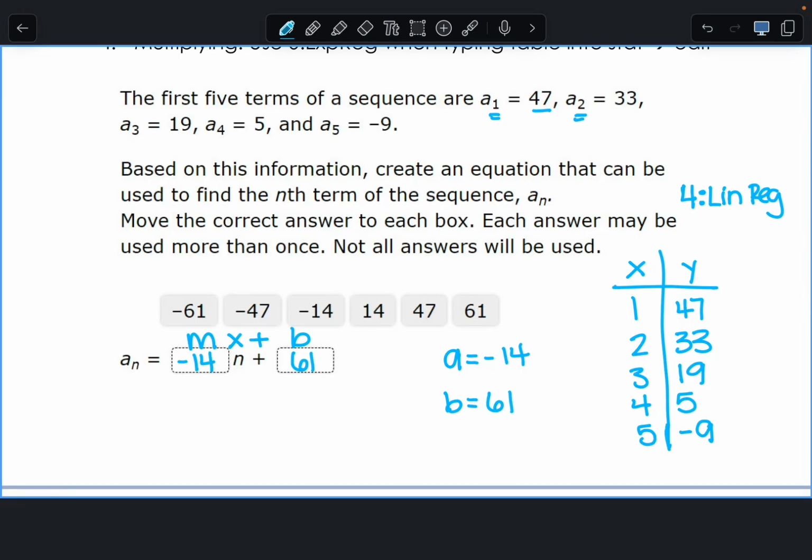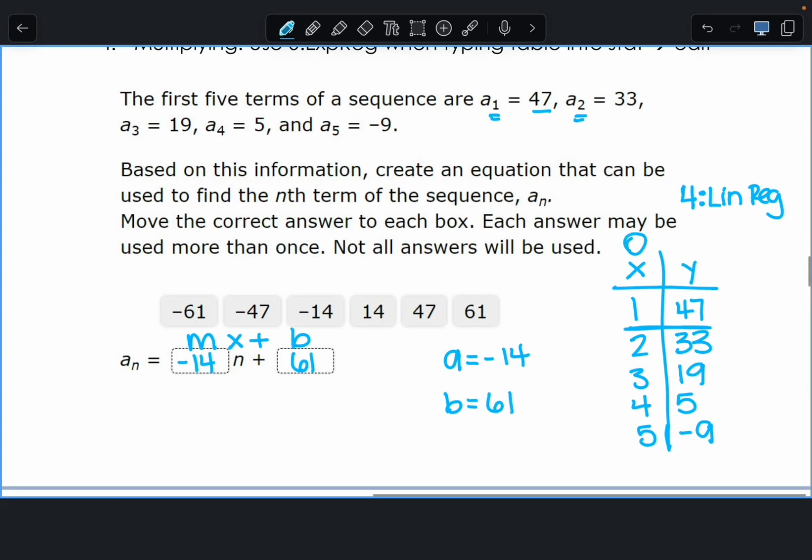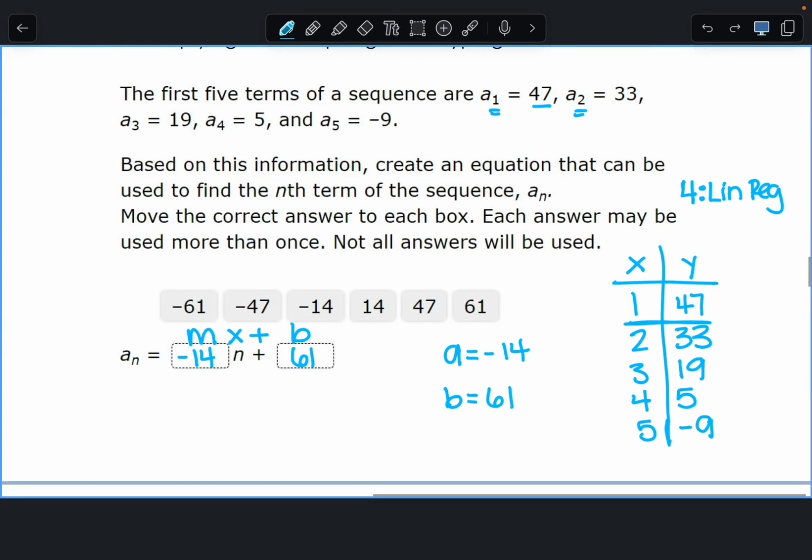Because remember, even though it's the first term in the sequence, your y-intercept is where x is 0. Remember? This 61 represents 0, not 1. Got it? All right, that was sequences.